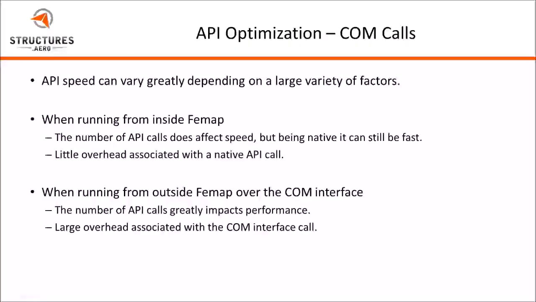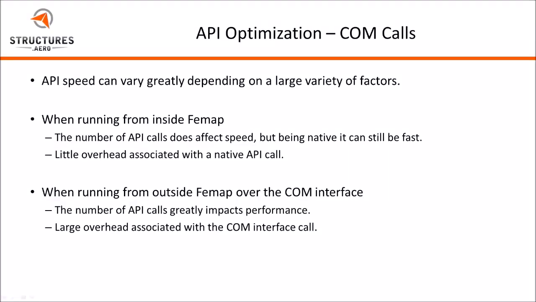So, like I said, API speed can vary greatly. It depends on a large number of things, but if you're working from outside Femap and over the COM interface, COM calls are your biggest killer. The number of COM calls that you're making has a huge impact on performance due to the large overhead.